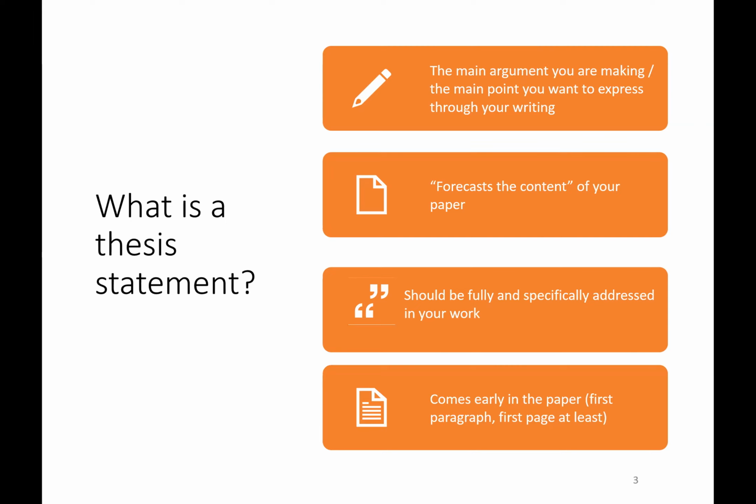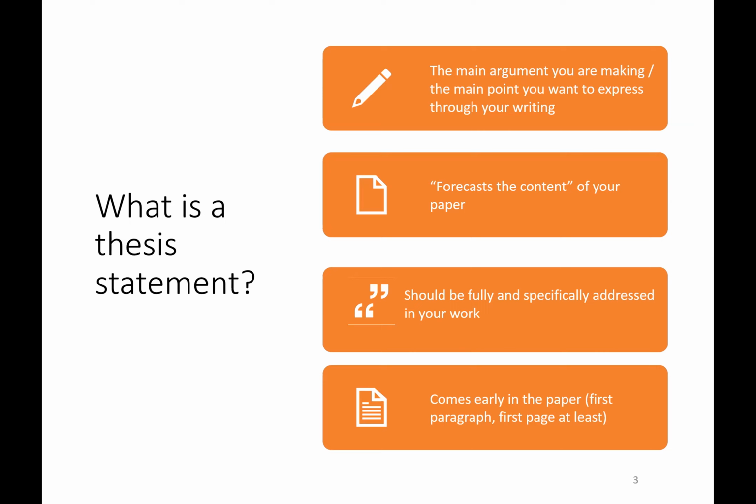Your thesis also forecasts the content of your paper. You want your reader to know right from the beginning what's going to be happening in this paper. What should they expect? What do they think that you're going to do throughout the course of your paper? So this is really where you lay out that overarching question that you keep coming back to as you develop it in more detail through the actual body of your paper.